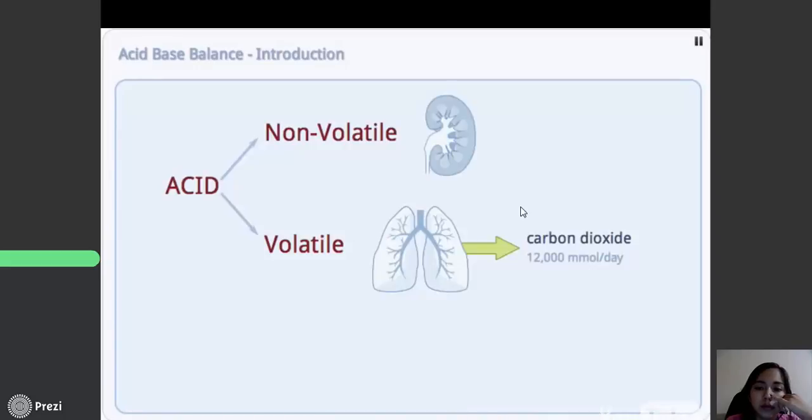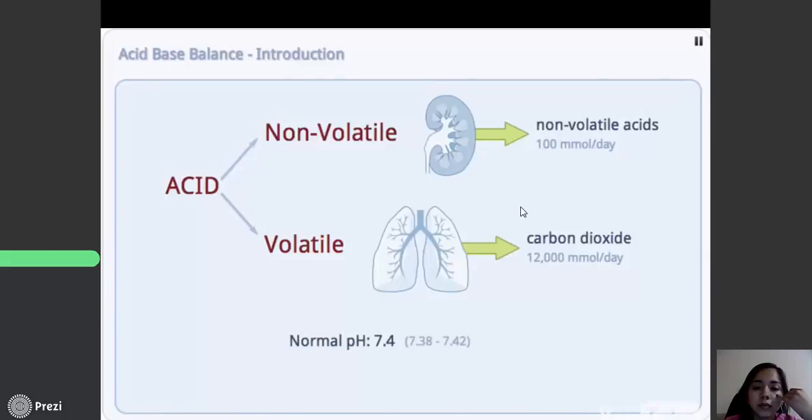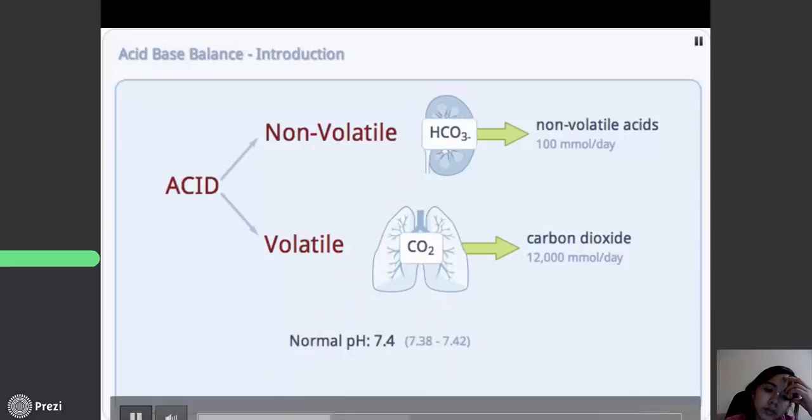The kidneys, however, are responsible for the excretion of fixed non-volatile acids, and although comparatively there is only around 100 millimoles per day, this is a critical role. The normal pH is 7.4, and it is important for cellular function. Although life is capable of some variation, it is important that this is well regulated. A shift in pH can occur with either a change in bicarbonate concentration or carbon dioxide concentration. Control of carbon dioxide concentration is by the lungs, while bicarbonate is controlled by the kidneys.